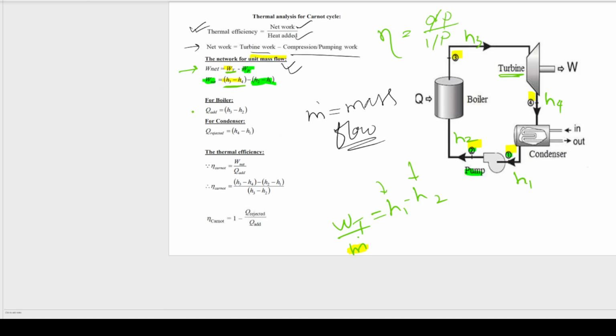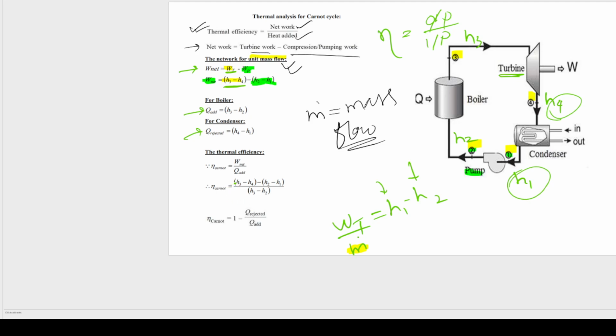Okay, so after that for the boiler we have added some heat. So heat added, where is the boiler? Okay, here it is. So heat added is going to be h3 minus h2. And then for the condenser we have also rejected some heat, so it is going to be h4 minus h1. So we have also got the heat rejected by the condenser, h4 minus h1.